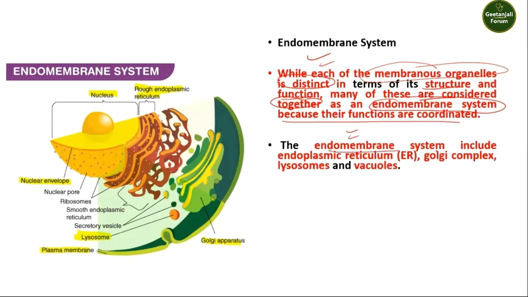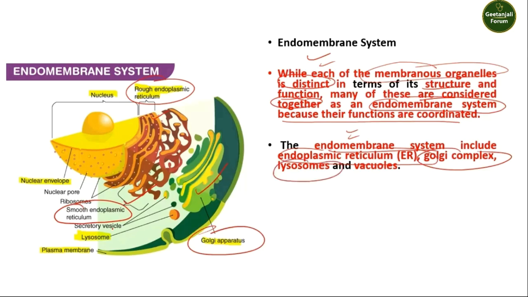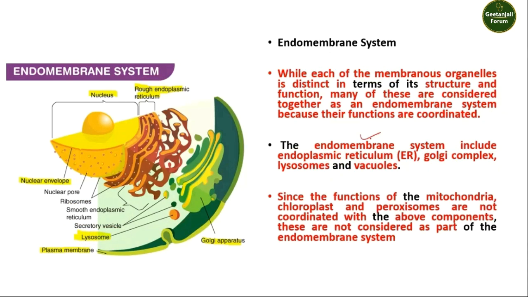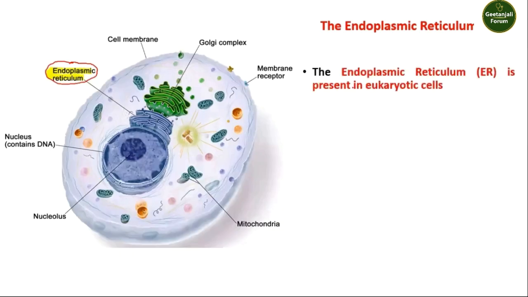The endomembrane system includes endoplasmic reticulum. There are two types of endoplasmic reticulum. One is rough endoplasmic reticulum and another is smooth endoplasmic reticulum. Other than this, the Golgi complex. This is the Golgi apparatus. Then lysosomes. These are the small circular bodies, lysosomes, and the vacuoles. All of these together form endomembrane system. However, mitochondria, chloroplast and peroxisomes are not endomembrane system's part because they are not coordinated with the organelles of endomembrane system.